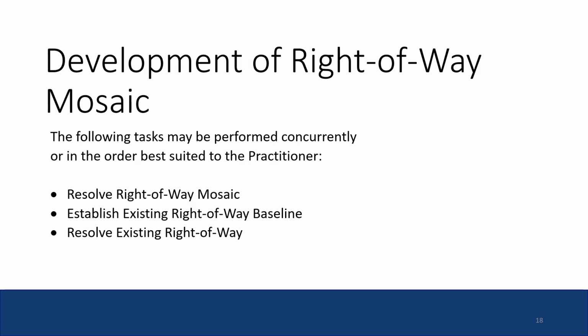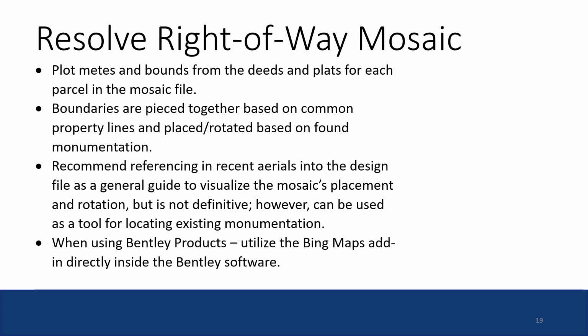To develop the right-of-way mosaic, the following tasks may be performed concurrently or in the order best suited to the practitioner: resolving the right-of-way mosaic, establishing the existing right-of-way baseline, or resolving the existing right-of-way. To resolve the right-of-way mosaic, the metes and bounds in the deeds and plats for each parcel within the project limits should be plotted in the mosaic file. These boundaries can then be pieced together based on the common property lines and placed or rotated on the found monumentation, allowing any gaps or overlaps to be resolved.